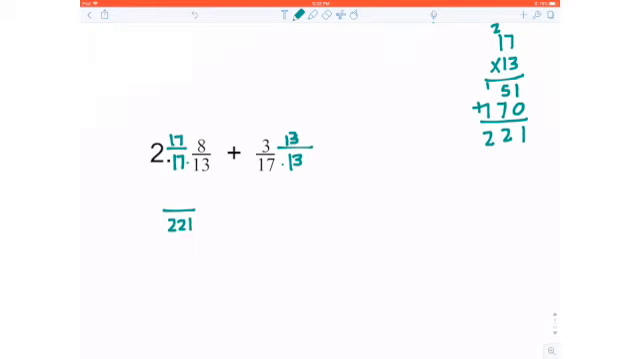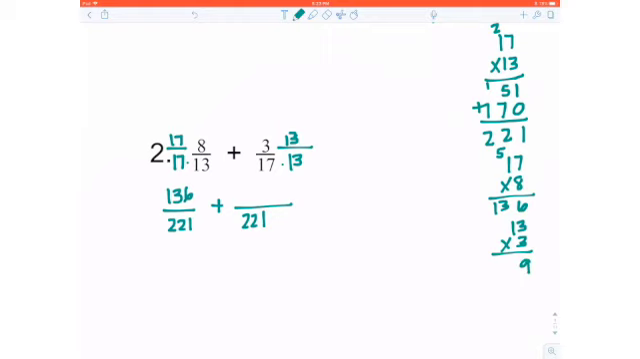Okay, perfect. Now let's do 17 times 8. So 8 times 7 is 56. So I'm going to put a 6 and carry the 5. 8 times 1 is 8, plus 5 is 13. So I have 136 up here, 221 on the bottom. We're going to do 221 here again. And now we're going to do 13 times 3 to get the numerator on the second fraction. 3 times 3 is 9. 3 times 1 is 3. So 13 times 3 is 39.